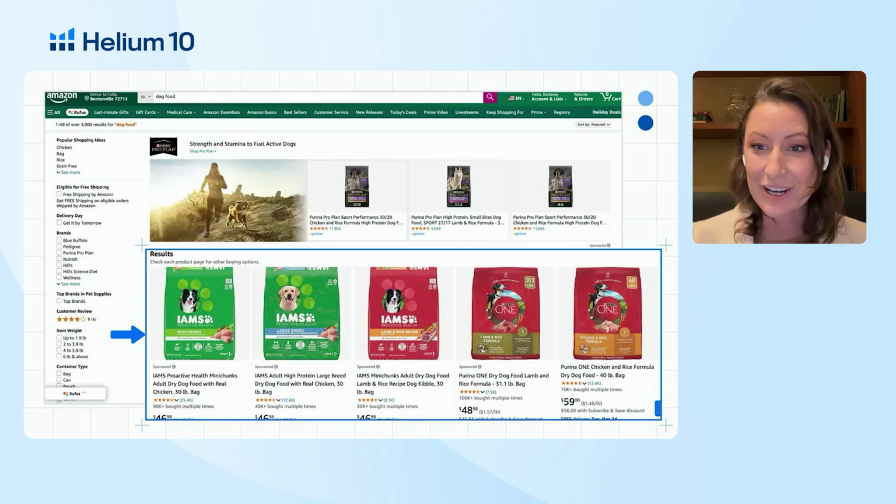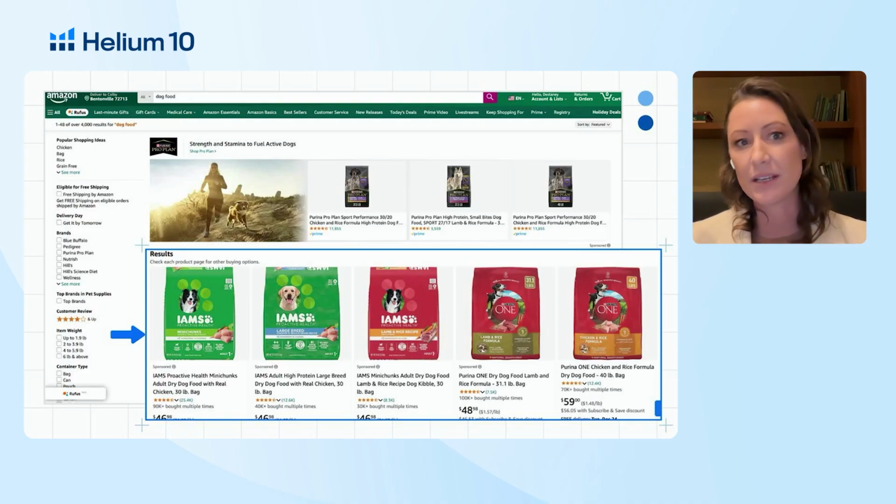Keywords and CPCs are a little bit more expensive than they used to be. The keyword dog food could probably be anywhere from $10 to $12 a click, right? And sometimes it's almost too broad, right? That's a little bit of the struggle that we're seeing when it comes to just keywords in general.